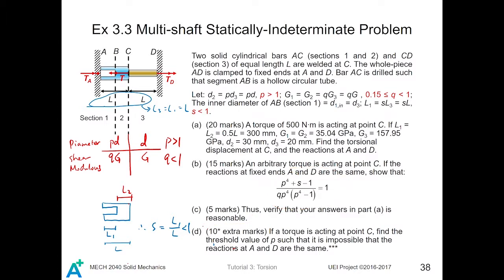Besides, there is a difficult problem for you to think of. If a torque is still acting at point C, find the threshold value of P such that it is impossible that the reactions at A and D are the same. That is, under the allowable range of the ratio between the material strengths, how large the diameter of the blue shaft should be such that the reactions at A and D cannot be the same.